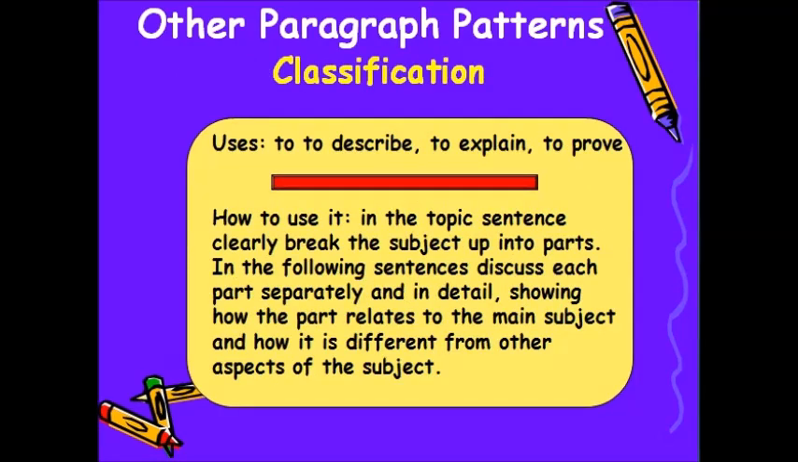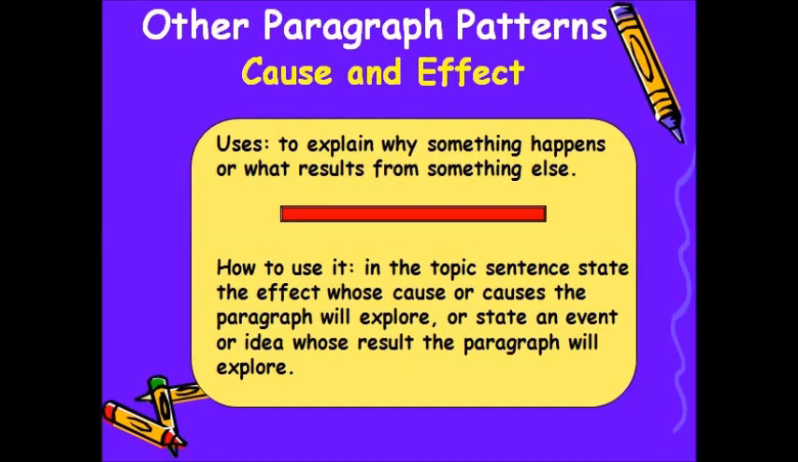The third one is the classification type. Classification is used to describe, to explain, to prove. It is used in the topic sentence to clearly break the subject up into parts, and in the following sentences, discuss each part separately and in detail, showing how the part relates to the main subject and how it is different from the other aspects of the subject.